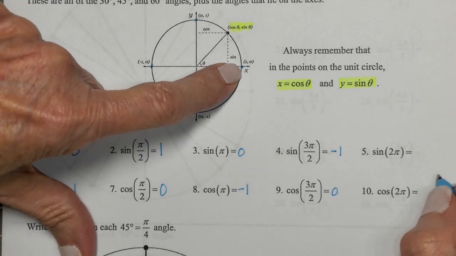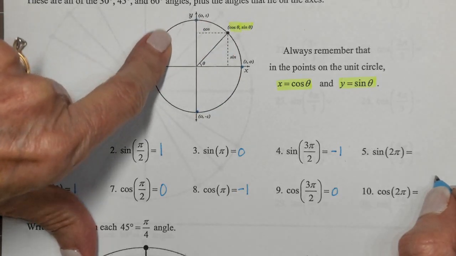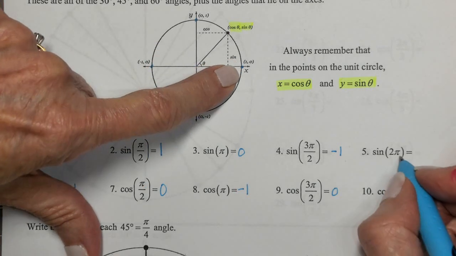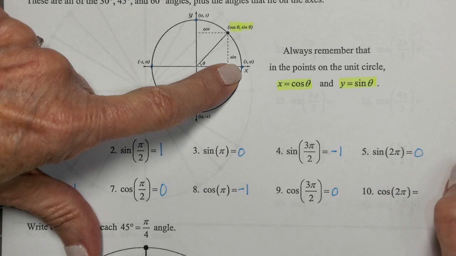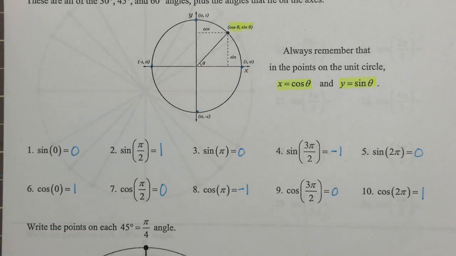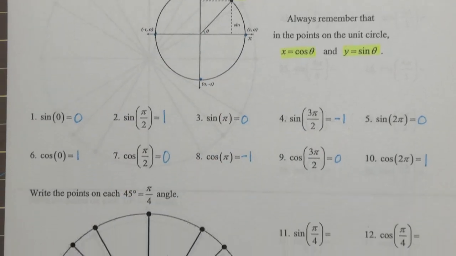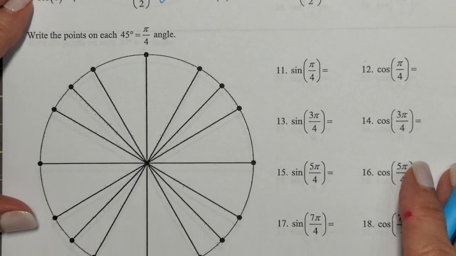Let's go to 2 pi. Well, that is the same thing as 0. So these are all going to start repeating as we go around and around. So sine of 2 pi is the same as sine of 0, and that is 0. Cosine of 2 pi is the same as cosine of 0, and that is 1, the x-coordinate. So anytime you're on an axis, you go to your points on the unit circle. It's one way to do it. Alright, let's examine the pi over 4 angle.